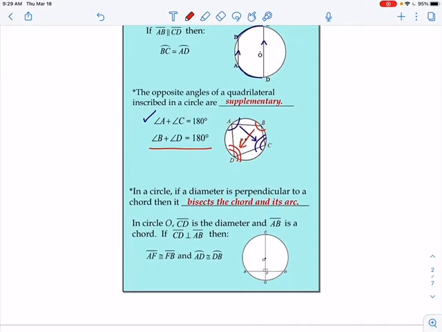Okay, and the last part of what we're going to do today is, in a circle, if a diameter is perpendicular to a chord, then it bisects the chord and it bisects its arc. So again, in my circle O here, CD is the diameter and AB is the chord. So if CD is perpendicular to AB, what that means is that AF is going to be congruent to FB and arc AD is going to be congruent to arc DB. So those 5 things that we just talked about on that first slide are going to be how we're going to answer all of our questions today.